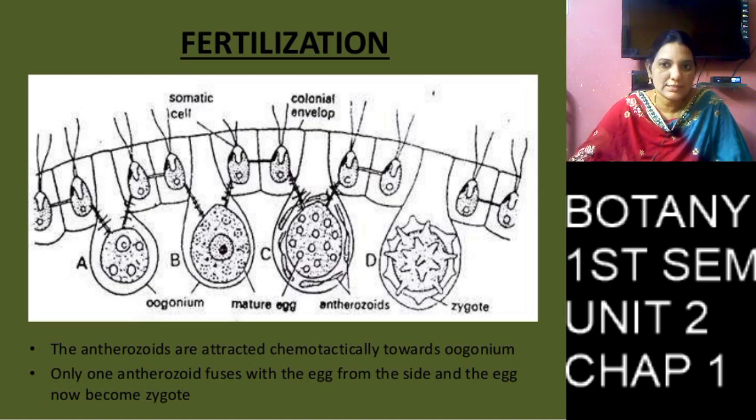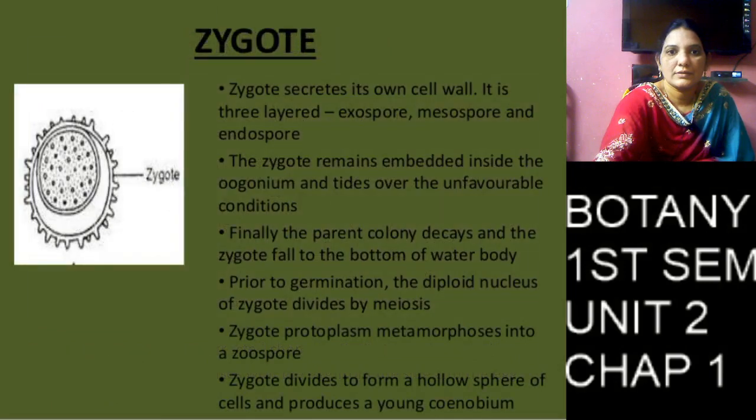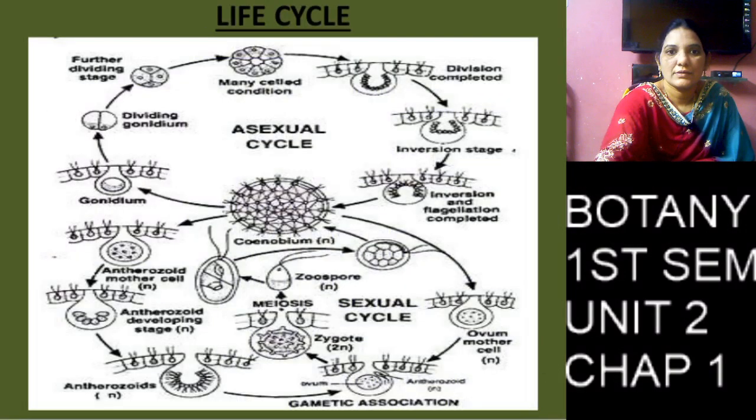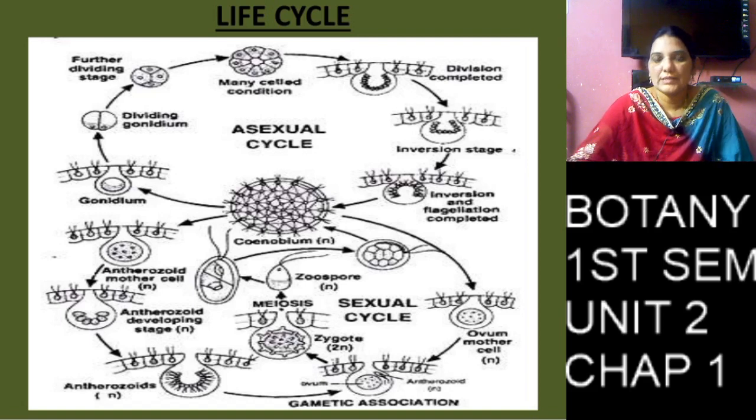So only one cell develops as a zoospore, and the zoospore swims for some time with the help of flagella and forms so many cells, and they form one coenobium.